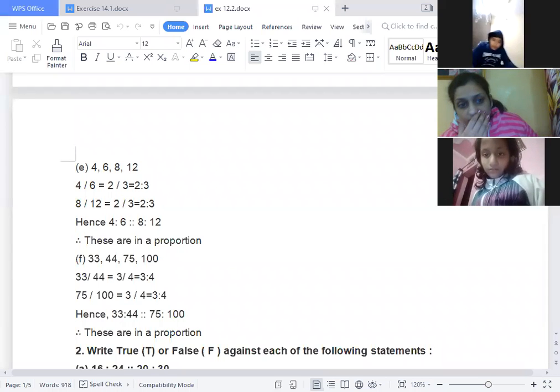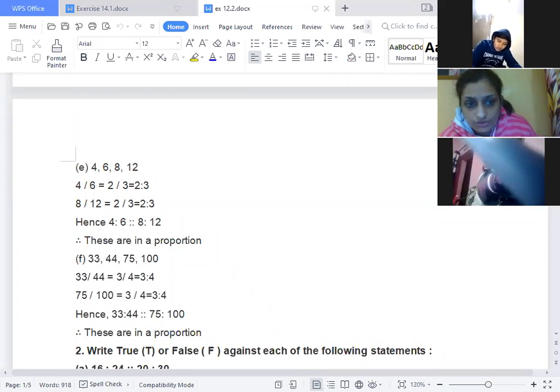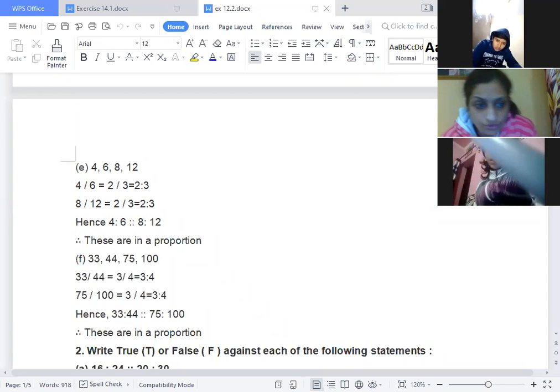In part F, 33 and 44 are given. It goes in the table of 11. 11 3s are 33. 11 4s are 44. So it will become 3:4.